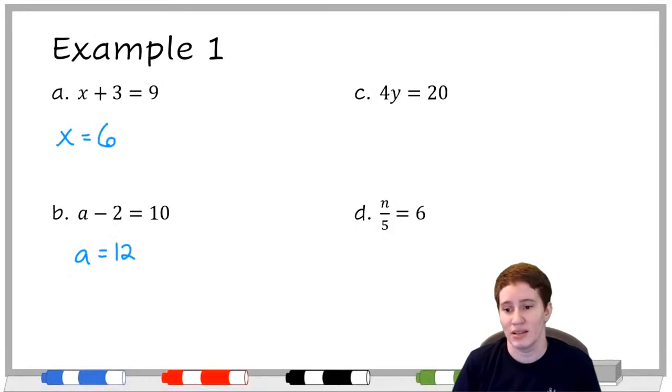Alright, let's look up here at C. When these are right next to each other, this is indicating multiplication. So 4 times y equals 20. 4 times what gives us 20? That would be 5. And this last one might be the hardest just because it looks like a fraction, which is intimidating. But what number, when you divide it by 5, equals 6? The answer to that is 30.